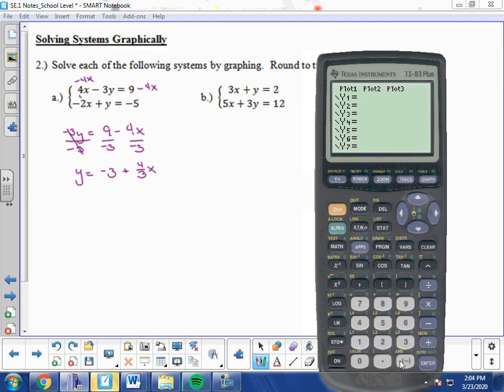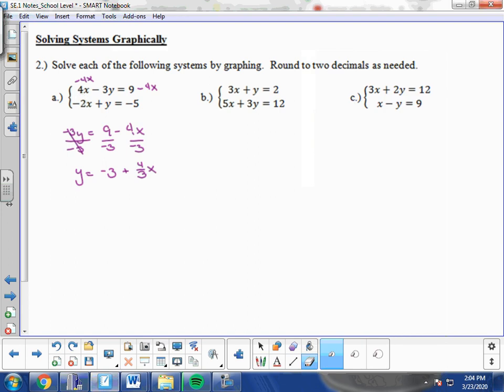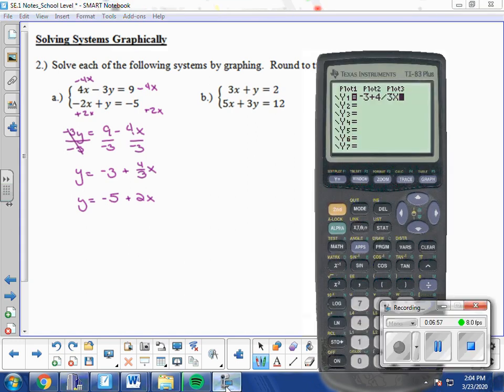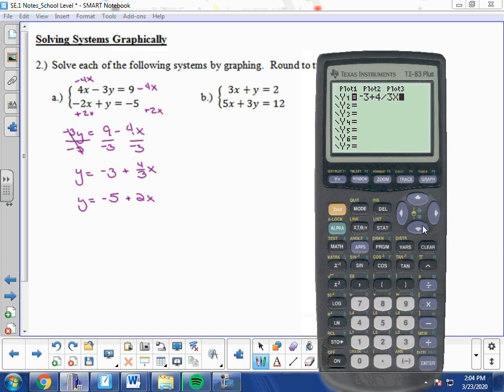And I can go ahead and type that into my calculator. Negative 3 plus 4 divided by 3x. Now I can do the same thing then for the second equation. So here I might add 2x to both sides first. So y equals negative 5 plus 2x, or 2x minus 5. And then go back to my graphing calculator and go ahead and retype that, or type that one in down at a separate line. So 2x minus 5 or negative 5 plus 2x, doesn't matter. Now I'm going to hit the zoom and I'm going to hit the 6 button here just to make sure my window is on the standard window. And I can see where they cross.